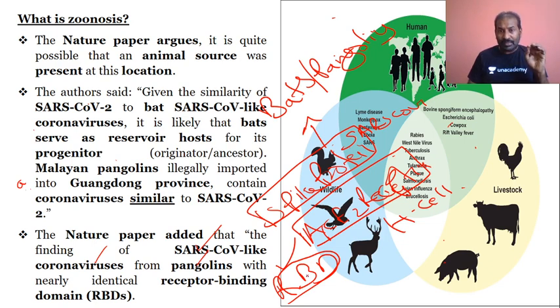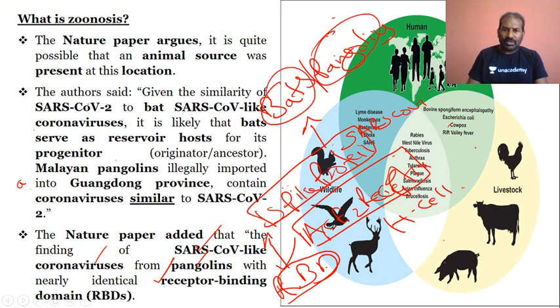The Nature Medicine paper is repeatedly saying it is a natural phenomenon. Why? Because of this concept, the receptor binding domain. We are talking about the receptor binding domain not between the spike protein and the human cell, but between the spike protein of SARS-CoV-2 and the bats or pangolins. So by looking into this, it is very clear that it is a natural phenomenon. It is zoonosis.